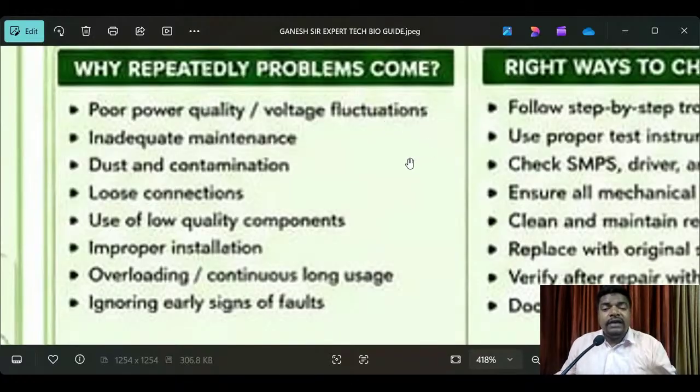You have to connect the UPS connection. It is a must. Whenever you work in a hospital, you check whether it is UPS or raw power, and how do you find out? I will tell you that also. Right, come on. Poor power quality or voltage fluctuations, inadequate maintenance, dust and contamination, loose connections, use of low quality components, improper installation, overloading or continuous long usage, and ignoring early signs of faults. These are the major problems.